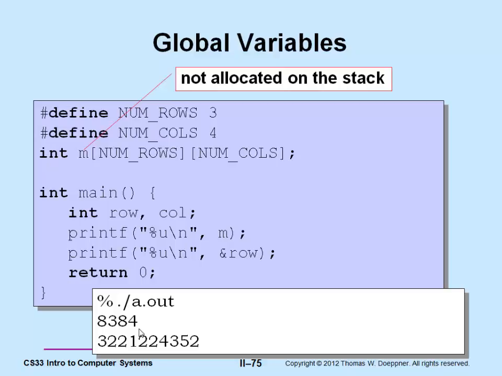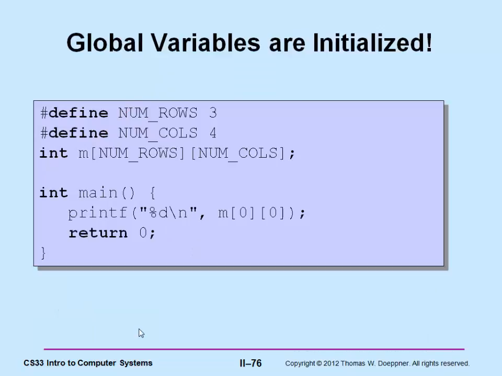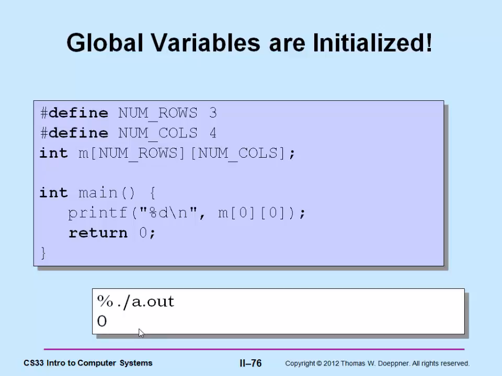But another thing here is that unlike local variables, global variables are actually initialized. They're initialized by the system. You don't have to initialize them. Implicitly, if you don't do anything else with them, they're given an initial value of 0. So it makes sense to print out the first element of m, even though we didn't initialize it, because it's going to be a 0.